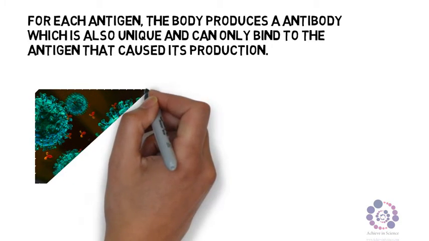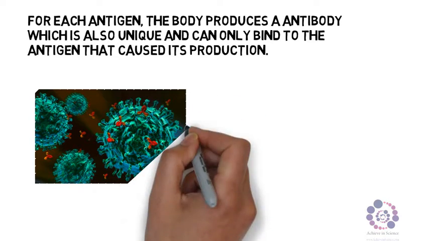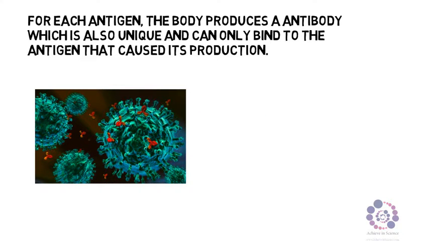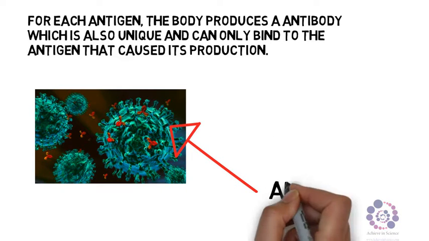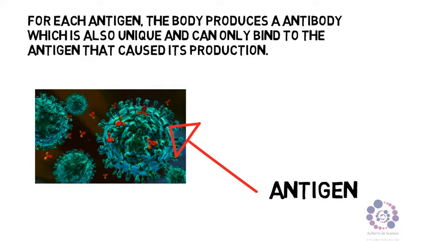So again, let's choose this diagram. We can again remind ourselves that the antigens are these proteins that are identifying it, and then we can also see these antibodies. This antibody here is attached to the antigen, shown in red.